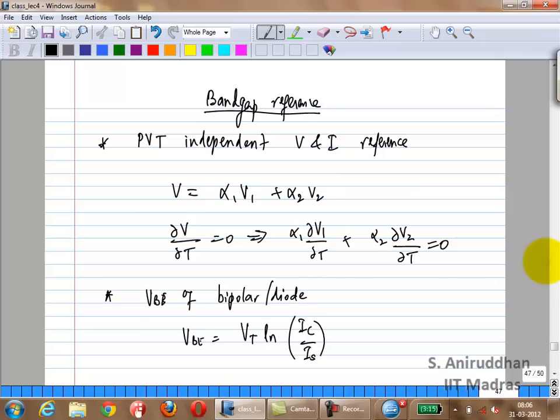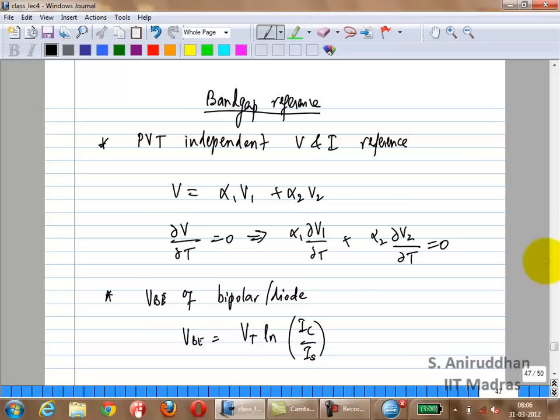Last class we started looking at bandgap references. So we kind of stopped halfway during the derivation of something. First, what we did is we thought we could try to derive it as the linear combination of two voltages, right? Obviously one voltage has to have a positive temperature coefficient, the other voltage has to have a negative temperature coefficient.